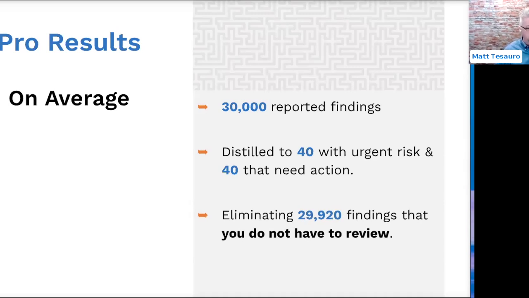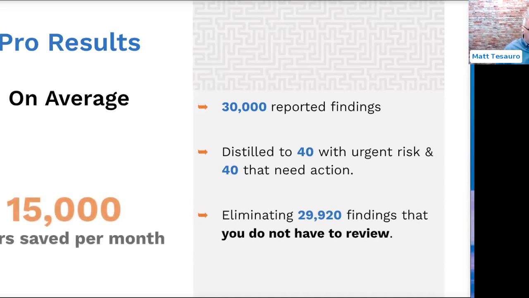You just have to look close at those high urgent risk findings and handle those, and you're moving the ball forward, right? If you do some rough paper napkin math, you're looking at 15,000 hours saved per month. This is how your team is happy and how you're productive, and you can move things forward.